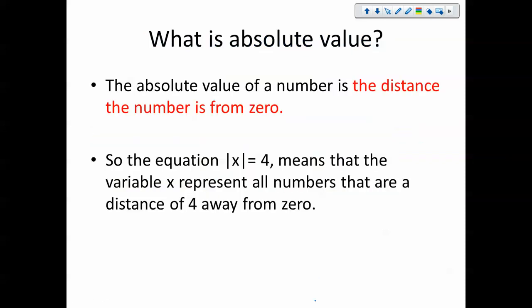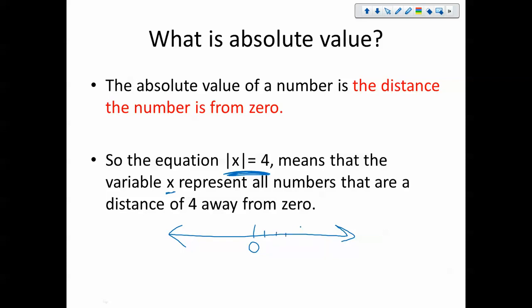So what is absolute value? Absolute value is a number that represents the distance that a number is away from zero. So for example, if we have this equation right here where it says the absolute value of x is equal to 4, it means that x, that variable, represents all the numbers that are a distance of 4 away from 0. So just as a quick picture on the number line here, if this is 0, what are the numbers that are a distance of 4 away from 0?